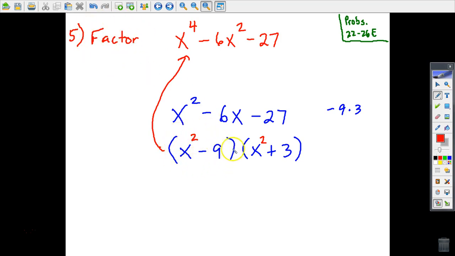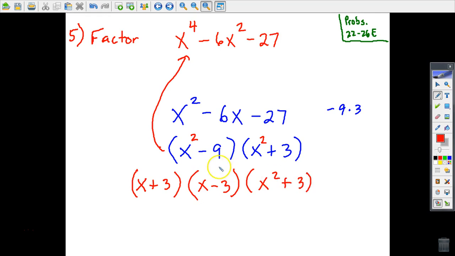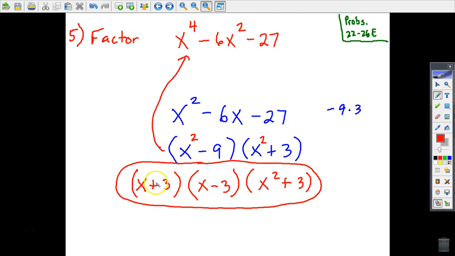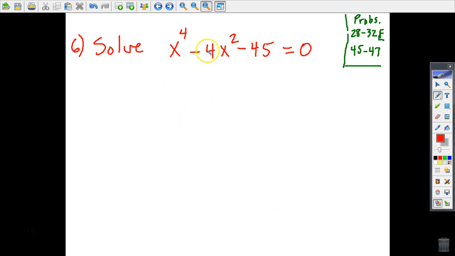I noticed that with this first binomial, I have the difference between two perfect squares. So I can keep factoring here, because x squared minus 9 factors as x plus 3 times x minus 3. Now this binomial does not factor anymore, so this represents my final answer. Just be careful that when you're asked to factor, that you factor as much as you can. Don't leave any possibility of more factoring that can be done. Okay, so let's try another one of those.